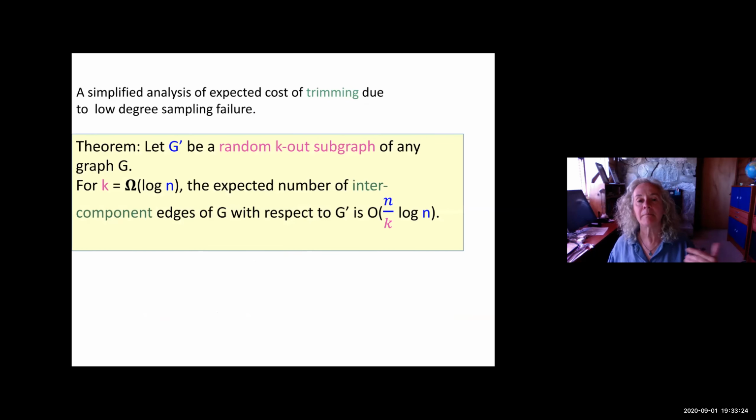Okay, now the second part we need to show is that the expected number of intercomponent edges is not too large. And I wish I could show you that, but it's kind of complicated. So instead, I'm going to show you that it's O of n over k log n. It's complicated. It has a lot of cases. I'm going to show you an easier version. It gives you a flavor of those cases.